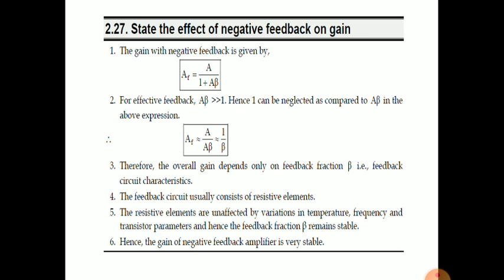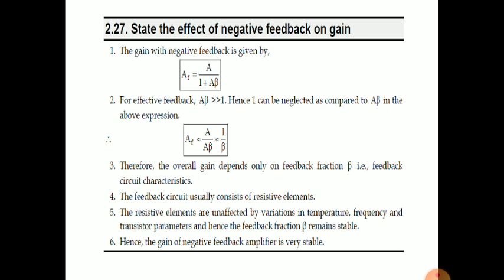For effective feedback, we have A beta very much greater than 1. Generally, the gain of an amplifier stage is around 50 to 100, and the beta value is more than 1. So obviously, A beta will be very much greater than 1. So we can neglect 1. The overall equation becomes AF is equal to A by A beta, which is equal to 1 by beta. So AF equals 1 by beta.